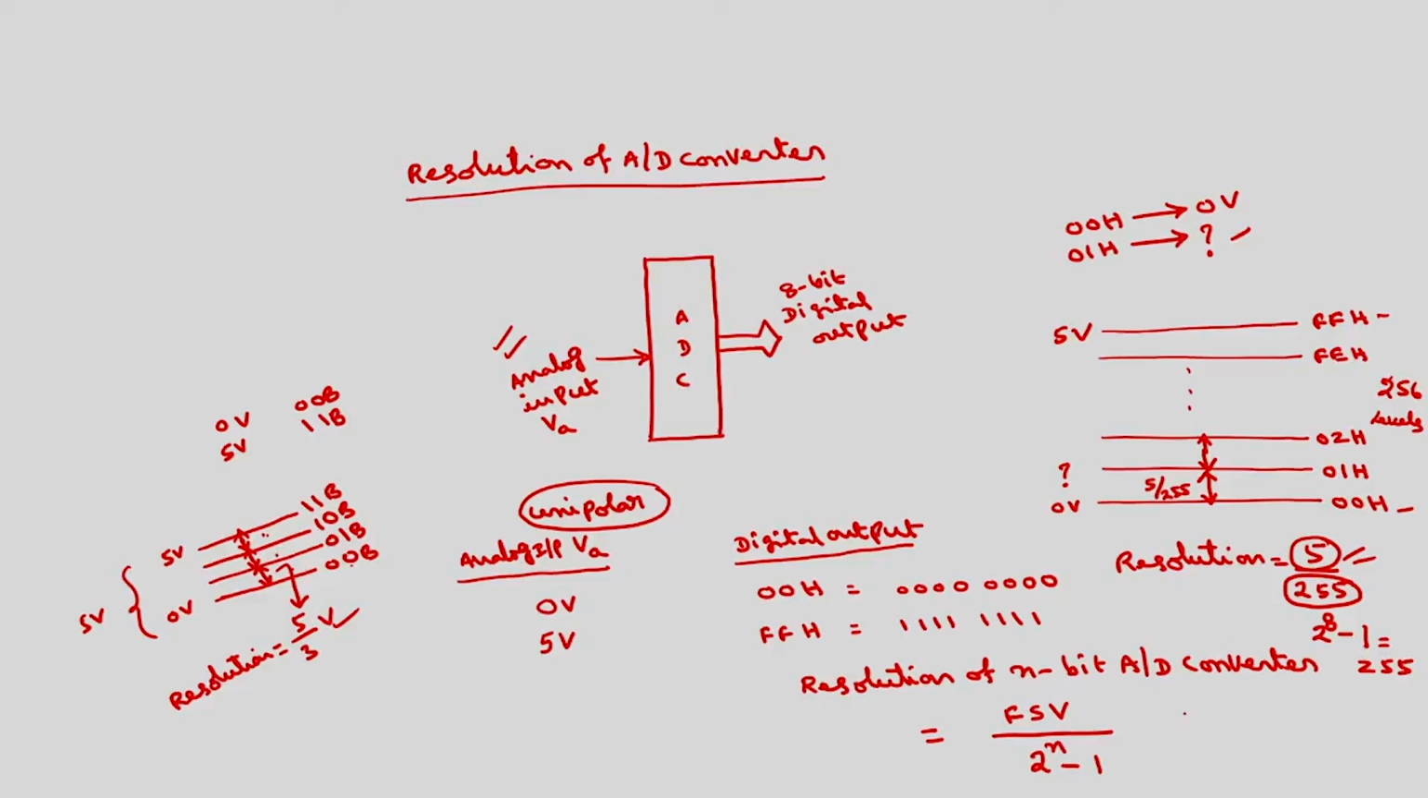So the general formula for the resolution of A to D converter is the full scale voltage divided by 2 raised to the power of the number of bits of the A to D converter minus 1. The full scale voltage need not be 5 volts, we can have 10 volts, 12 volts. This is one of the important parameters of A to D converter. The smaller the resolution step, the better the device, and accuracy will be more. In order to improve the resolution of the A to D converter, a simple way is to increase the number of bits. As n increases, the resolution improves.